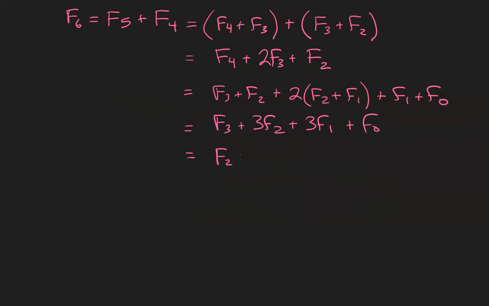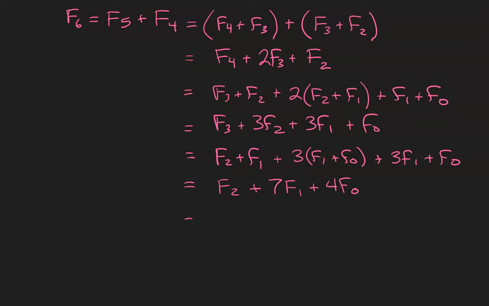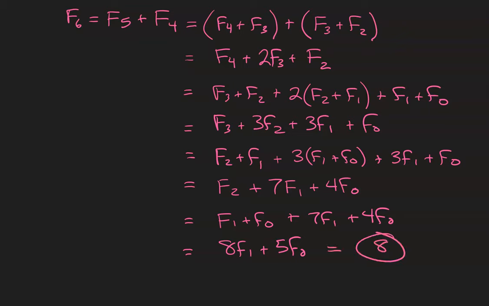Then we have f2 plus f1, plus 3 times f1 plus f0, and then there's nowhere else to go for f1 and f0, so we just copy those down. We can regroup again if we like: f2 plus 7f1 plus 4f0. f2 is f1 plus f0. And then finally, we have 8f1 plus 5f0. Since f0 is 0 and f1 is 1, we plug those in to get that f6 is 8. Notice that our recursive value better match our iterative value.